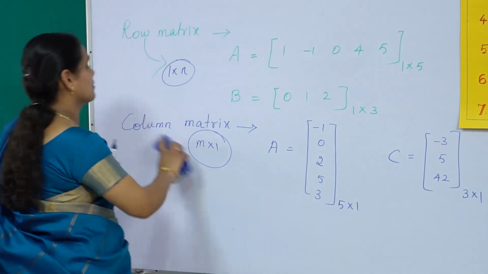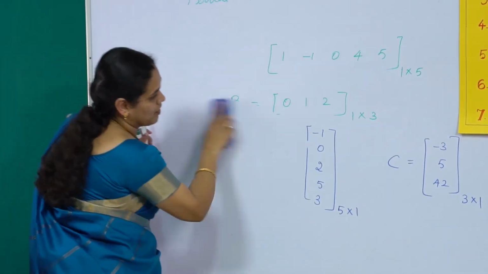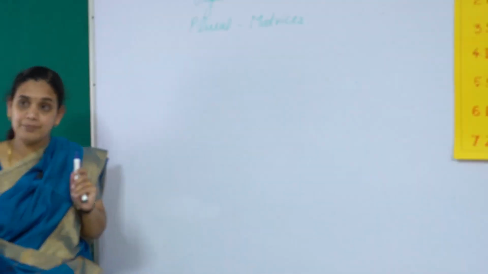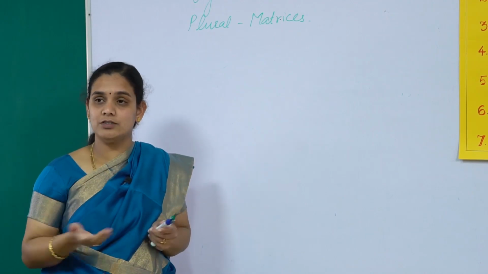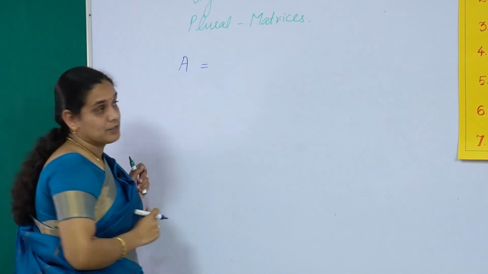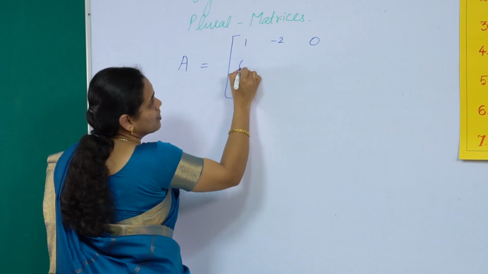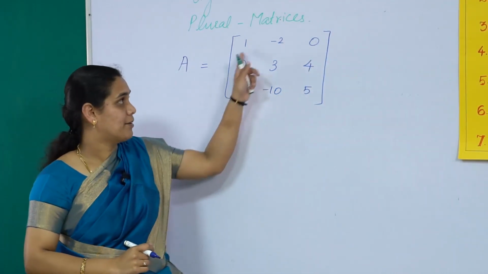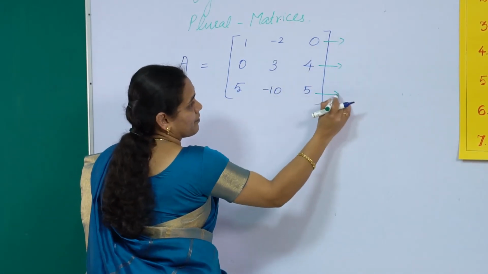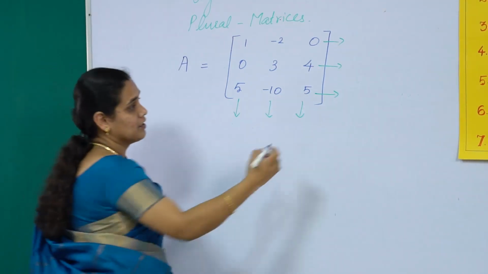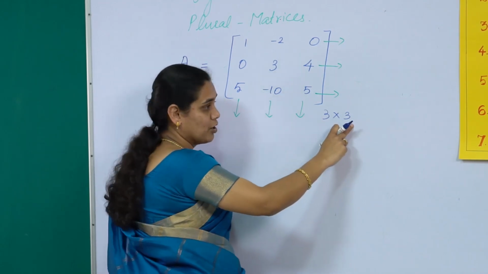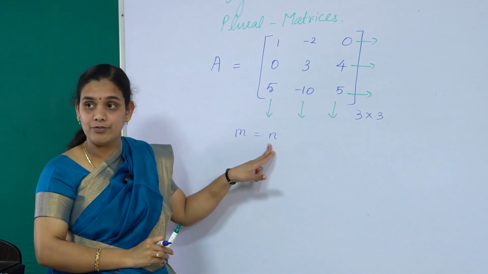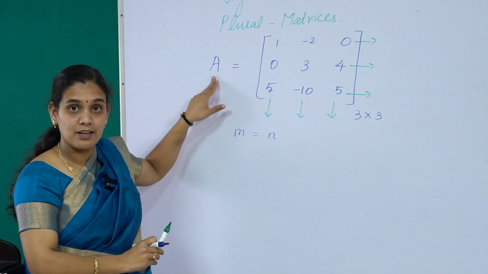Then next, we have the square matrix. We know what a square is: all the sides are equal. But in a matrix, we don't have sides, we have rows and columns. Therefore, the rows will be equal to columns. That is, A equal to 1, -2, 0, 0, 3, 4, 5, -10, 5. Here, the number of rows and the number of columns are equal. That is a 3 by 3 matrix. That is, m is equal to n. M always represents the number of rows and n represents the number of columns.